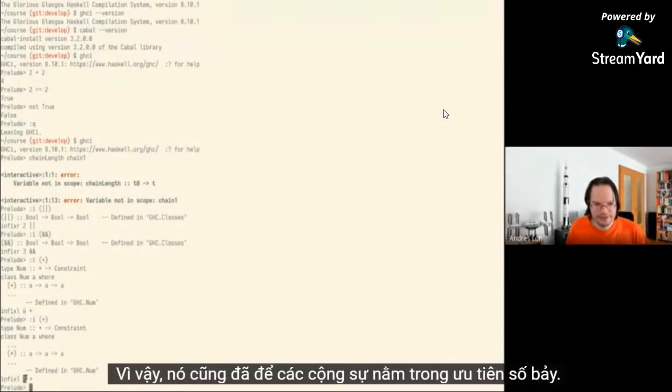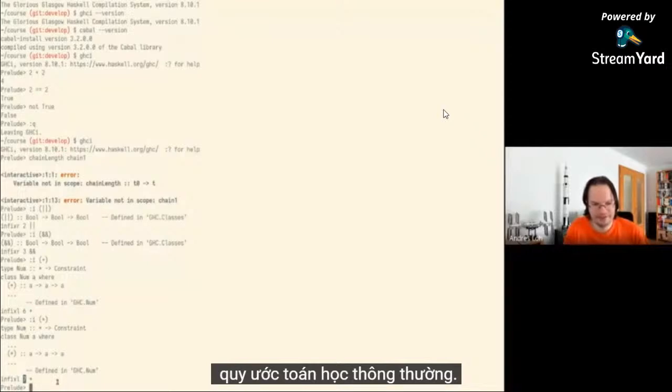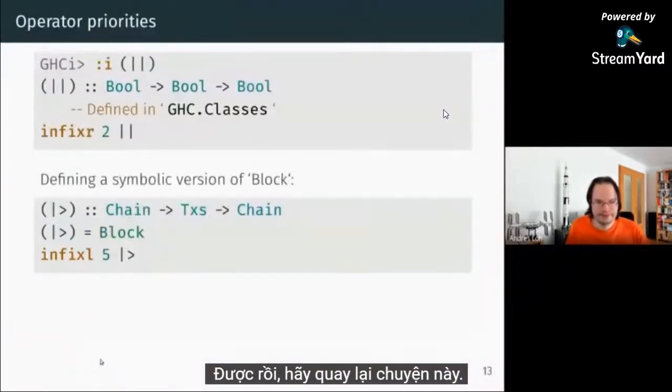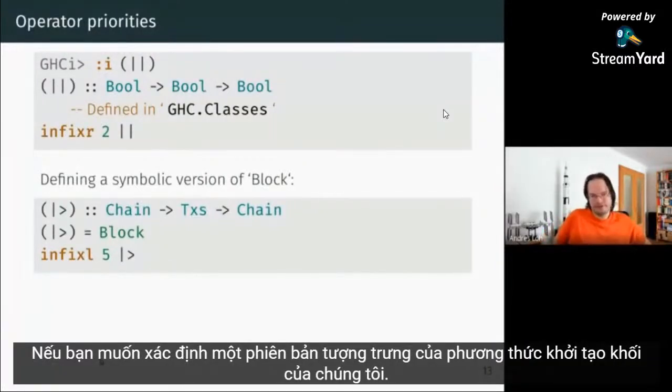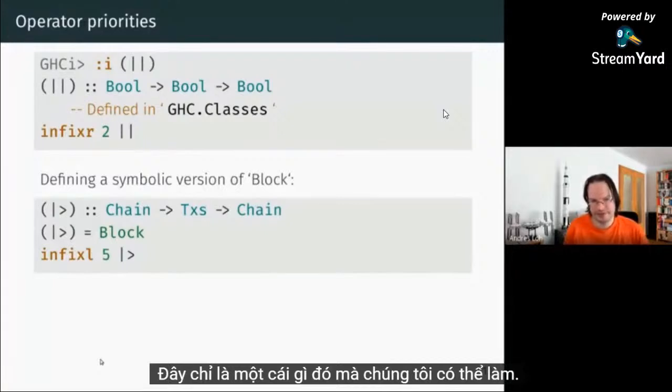So it is also left associative and has priority 7. Multiplication is binding more strongly than addition, which is the usual mathematical convention. Okay, let's go back to this. We can use this if we want to define a symbolic version of our block constructor. Right? This is just something that we can do.